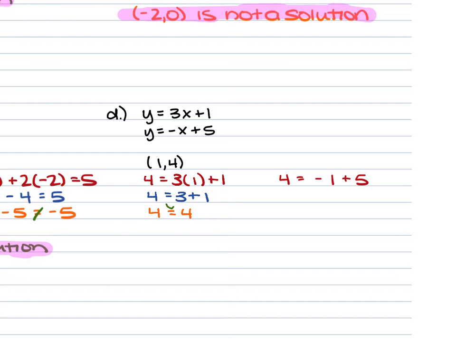For the 4 is equal to -1 plus 5, -1 plus 5 is 4. 4 is equal to 4. That as well is a true statement. So our 1, 4 is a solution.